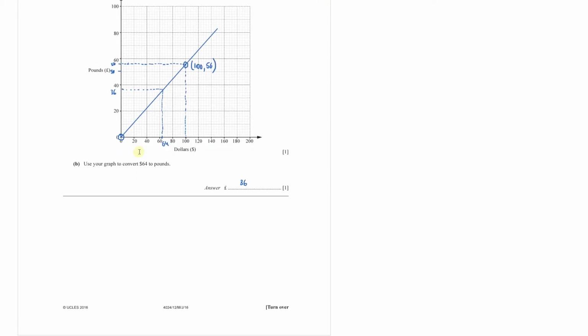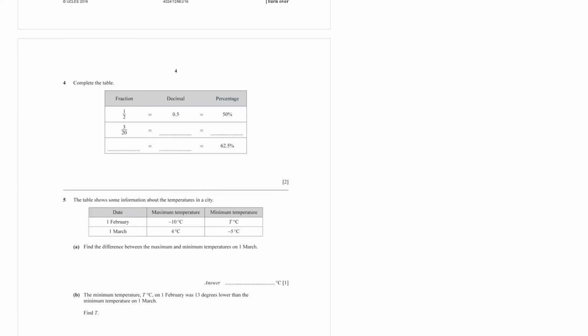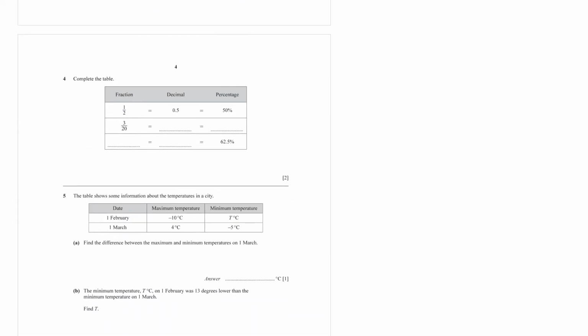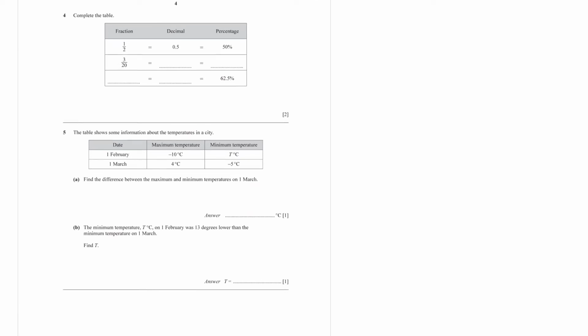Let's move on to the next question. This is question number 4. So we have to complete the table given here, where one column is the fraction, one is decimal, and the third one is the percentage. So 3 by 20, you have to represent it in the decimal form. So you divide 3 by 20. Since 3 is now less than 20, we add a decimal here and here as well.